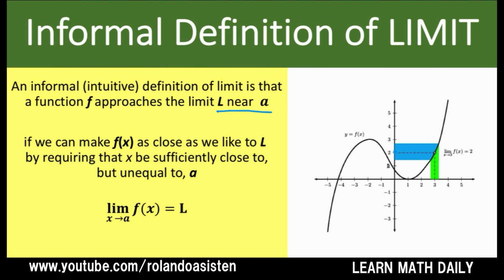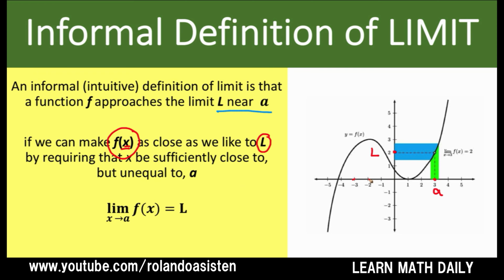The limit L is the y value. You can think of L as this point. And A is an x value. You can think of A as this point. So we can now think of this sentence. A function f approaches a limit L near A if we can make f of x as close as we like to L. So first, where are the x values?